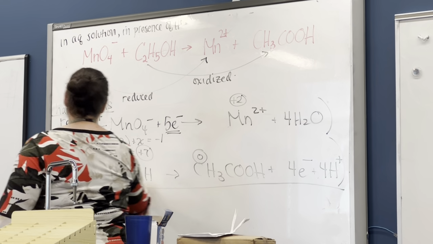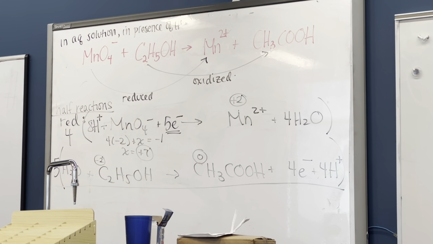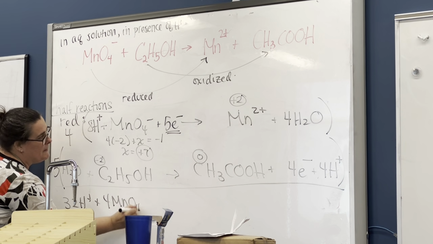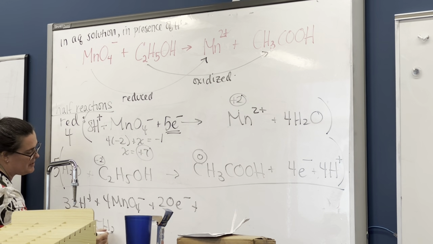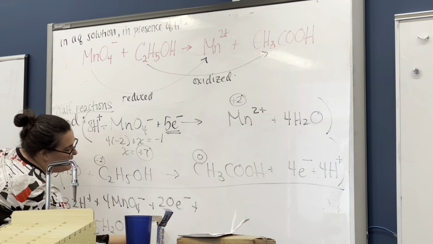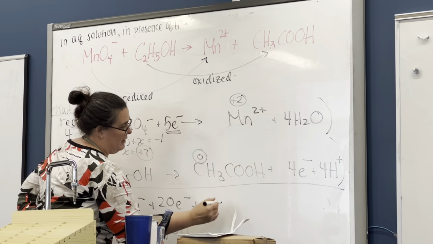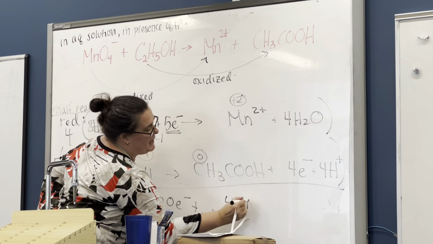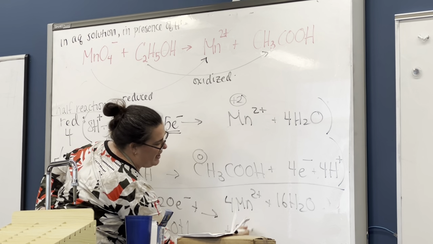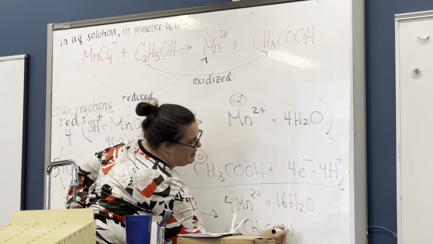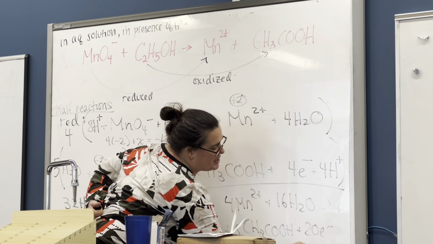Now I'm going to add these 2 glorious equations together to get the overall balanced chemical equation that was going on in Audrey's flask. 32 plus. Woo! She's got 32 H pluses plus 4 permanganates plus 20 electrons plus 5 waters plus 5 ethanols, making 4 manganese 2s, 16 waters, 5 ethanoics, 20 electrons, and 20 H pluses.